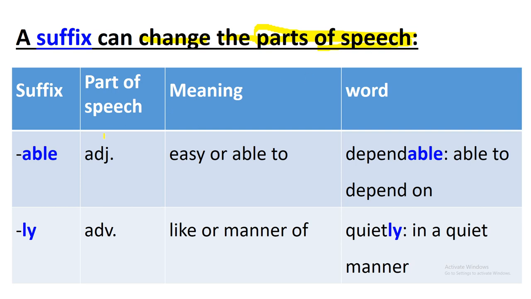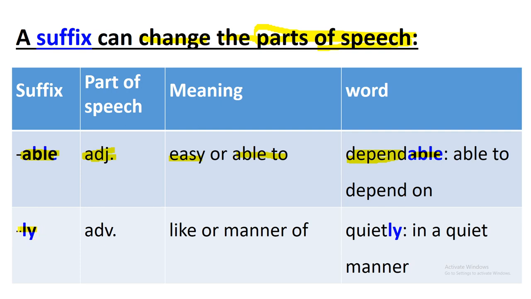For example, the suffix able. It can change the word into an adjective. For example, dependable. Depend is a verb. When I add the suffix able, it will be dependable, meaning able to depend on, and this is an adjective. Dependable is an adjective. And able has the meaning of easy or able to. So I'm able to depend on a person, for example.